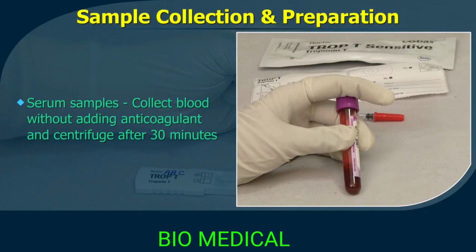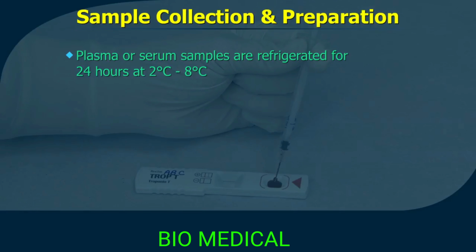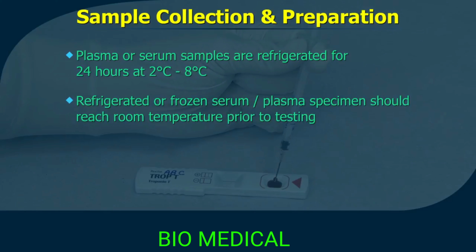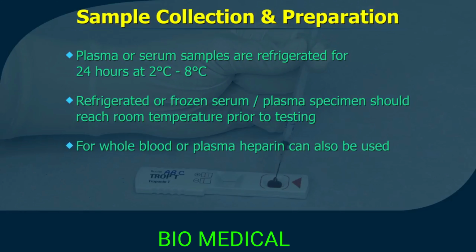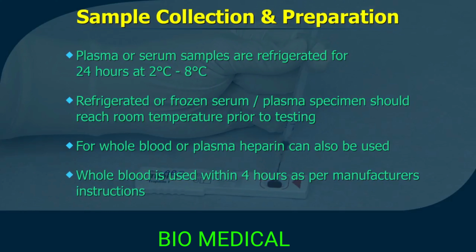If serum samples are used, collect the blood in a tube without anticoagulant and allow clotting. Plasma or serum samples may be refrigerated for 24 hours at 2 to 8 degrees centigrade. Refrigerated or frozen serum or plasma specimens should reach room temperature and be homogeneous prior to testing. Whole blood or plasma samples using heparin as the anticoagulant can also be used. Whole blood samples should be used within 4 hours or as per manufacturer's instructions after collection.